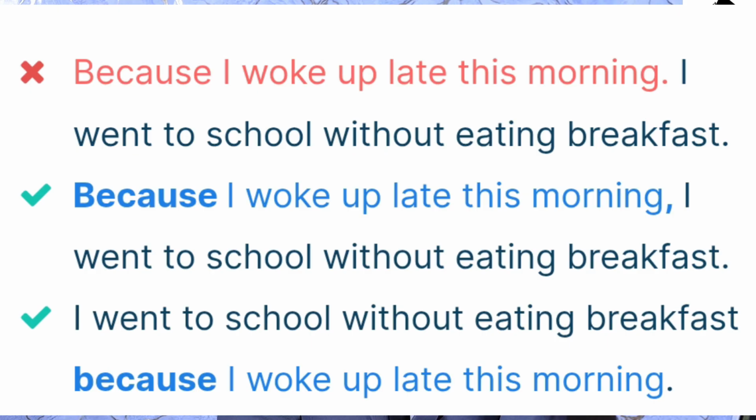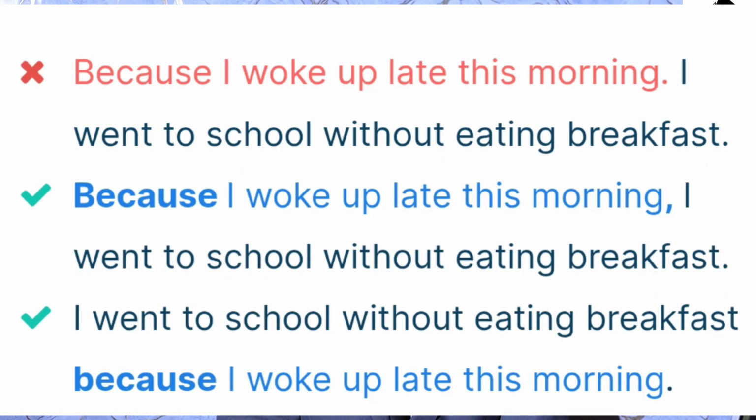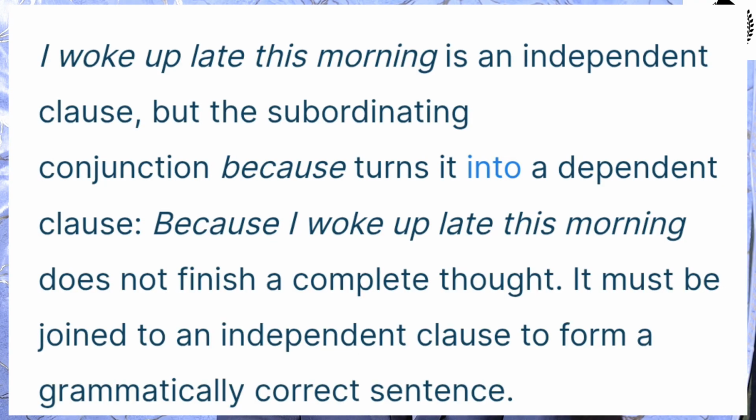The second one doesn't have a comma, so there are two possibilities. You can either put a comma or leave it out. "I woke up late this morning" is an independent clause, but the subordinating conjunction "because" turns it into a dependent clause. "Because I woke up late this morning" does not finish a complete thought. It must be joined to an independent clause to form a grammatically correct sentence.